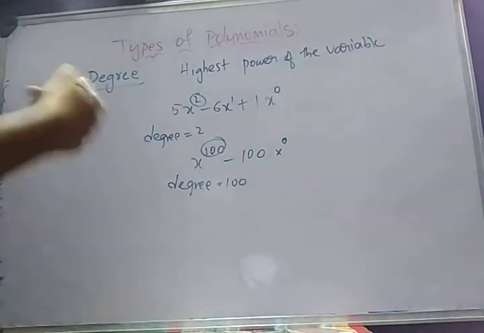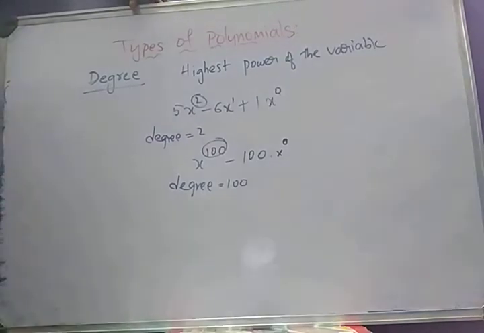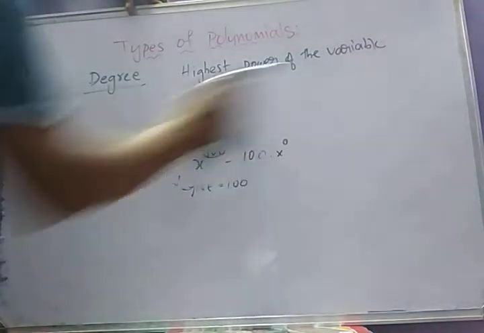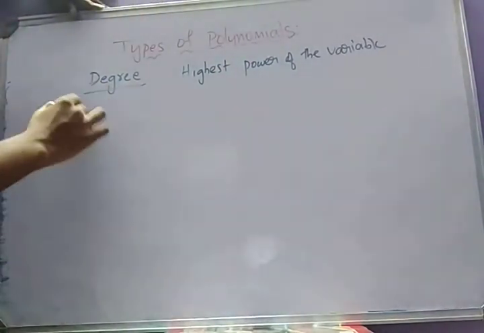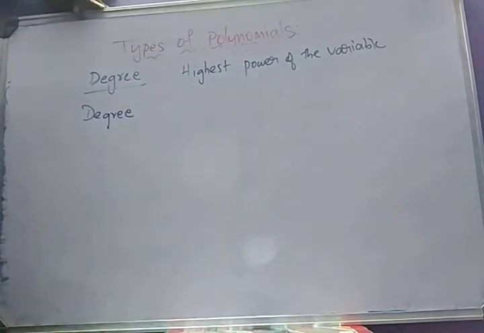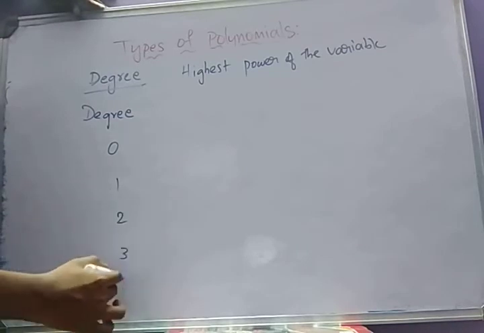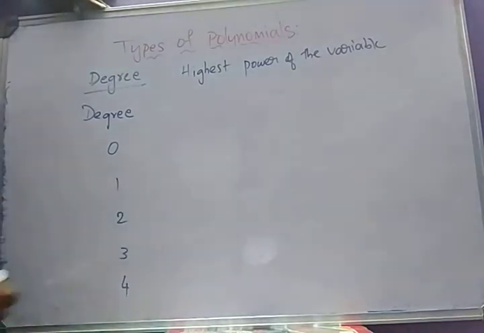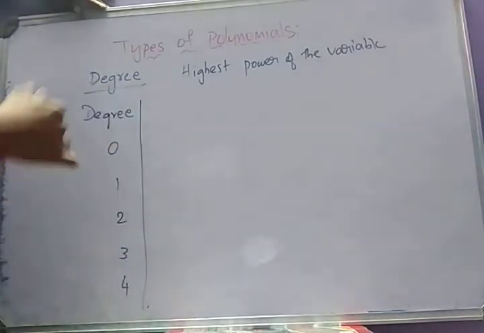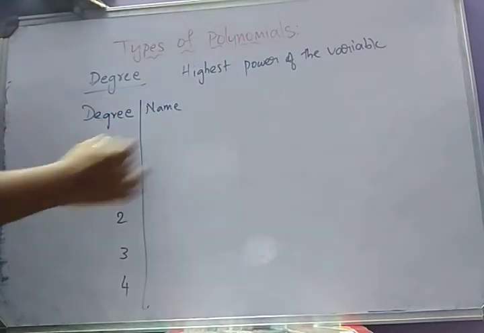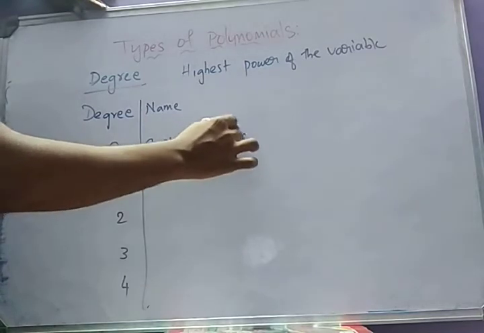So like this, based on degrees also, we will classify the types of polynomials. So in that case, let us make a table here. If the degree is 0, if the degree is 1, 2, 3, 4. Let us see the types of polynomials here. So first of all, if degree is 0, what type of polynomial is it? What is the name of that polynomial? It is called a constant polynomial. We call it a constant polynomial if degree is 0.